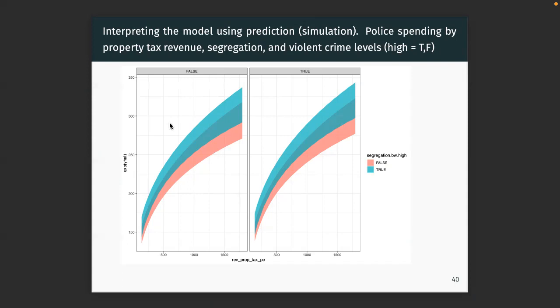For higher property taxes, we see, in general, places with high segregation spend a bit more on police than places with low segregation, but it's not a clear gap between the two, right? The fact that we have a lot of overlap here suggests that, yeah, there's a difference, but it's maybe not a huge one.